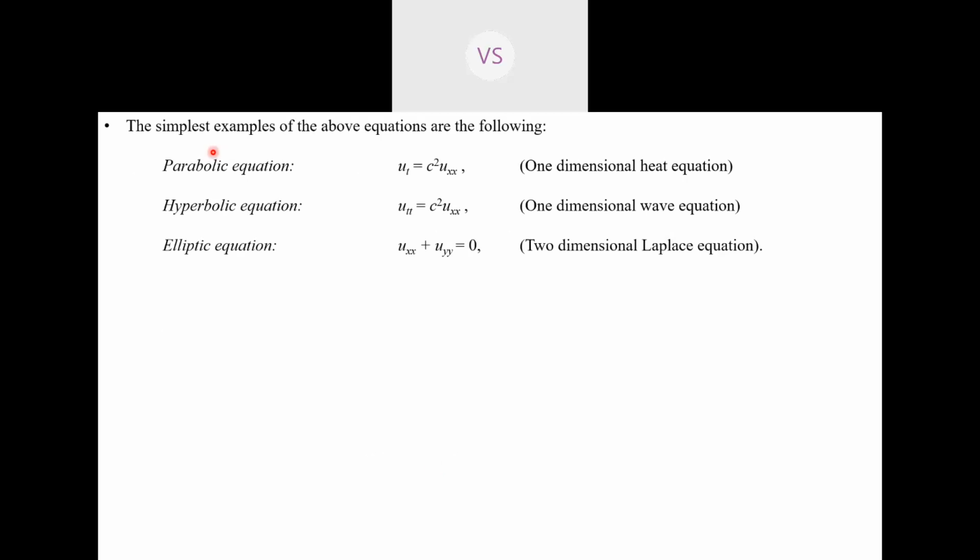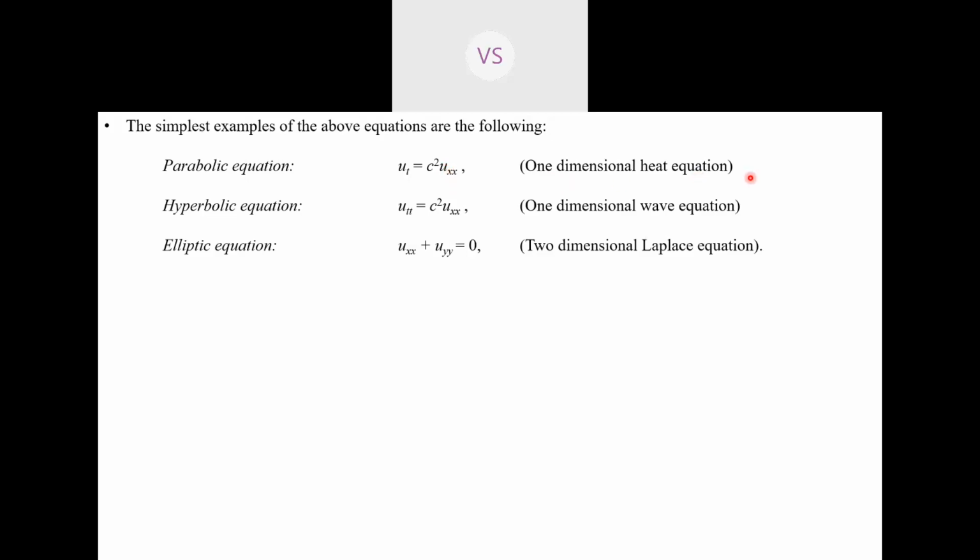The simplest examples of the above equations are the following. The parabolic equation, u as a function of t: u_t is del u by del t equal to c square u_xx. u_xx means del square u by del x square. So this is nothing but the one dimensional heat equation.